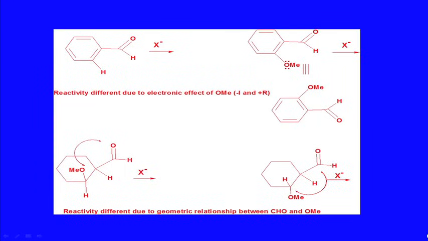I can clarify it a little bit with this slide. If you take benzaldehyde versus orthomethoxybenzaldehyde, you know that this carbonyl group is susceptible to nucleophilic addition because of the electrophilicity of this carbon. These two molecules, although they react with a nucleophile like X minus, have a slightly different reactivity; their rate of reaction will be different because of the electronic effect of this methoxy group versus the hydrogen. What are these electronic effects? That is the minus I and plus R.